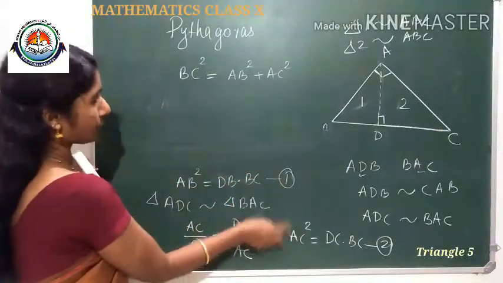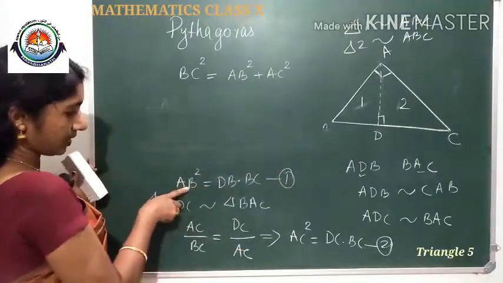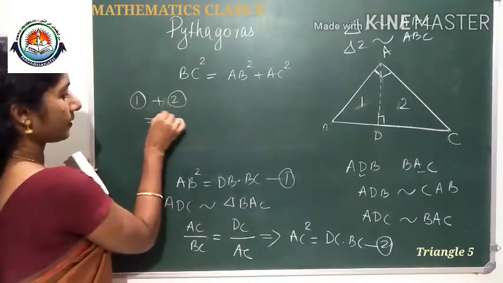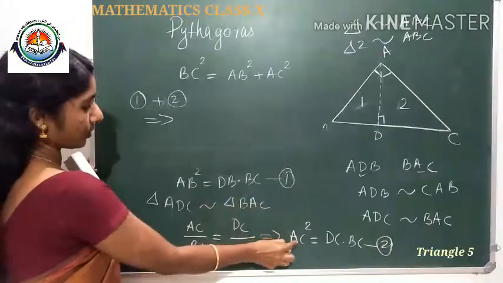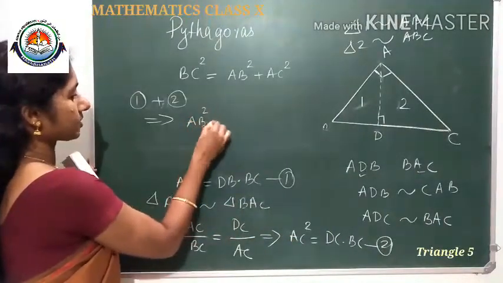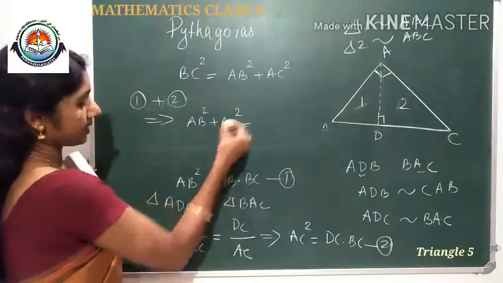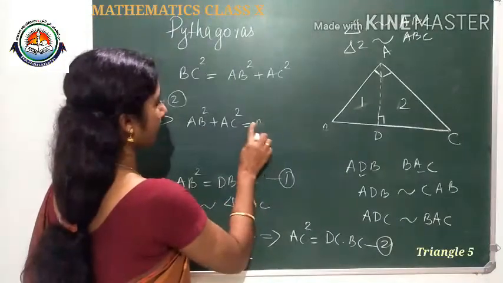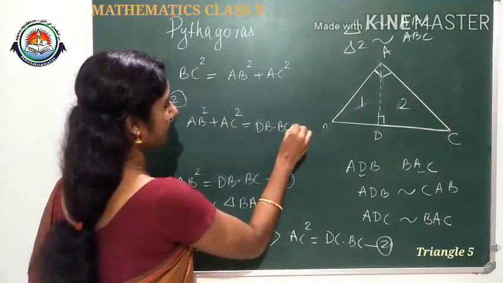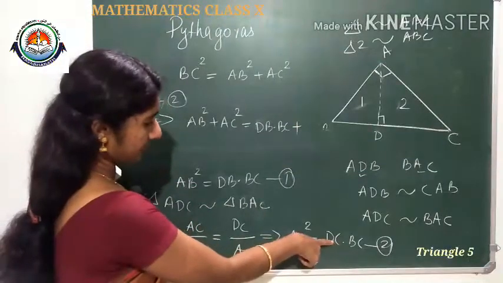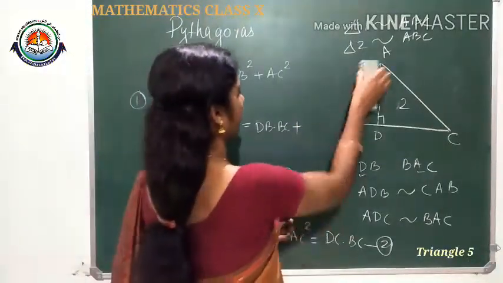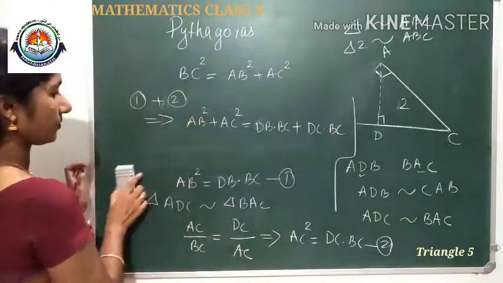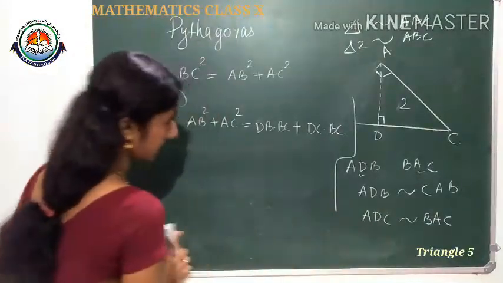Now add equation number 1 and 2. See the right side, AB square plus AC square. So we can add these two equations. While adding equation number 1 and 2, left side we get AB square plus AC square is equal to, right side, DB into BC plus DC into BC. Okay, now our result comes up to here.